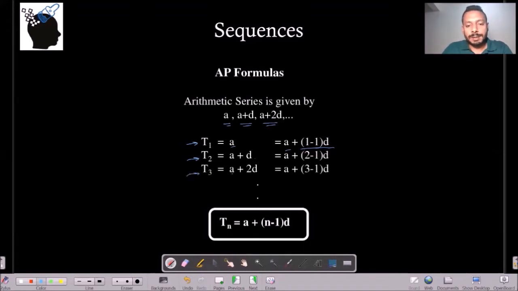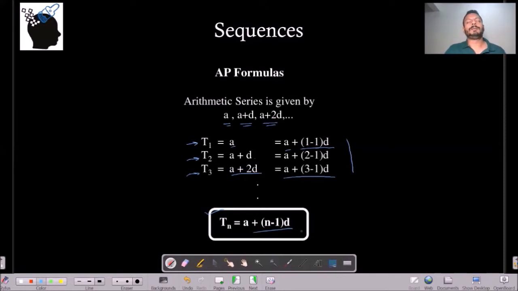And the third term is nothing but A plus 2D, and it can be written as A plus 3 minus 1 times D. So if you look at all of them, you can actually find a pattern in this. When we talk about the first term, we are writing it as A plus 1 minus 1 times D. The second term as A plus 2 minus 1 times D. Third term as A plus 3 minus 1 times D. So you can see the pattern and we can definitely write Tn, or nothing but the nth term, as A plus n minus 1 times D.